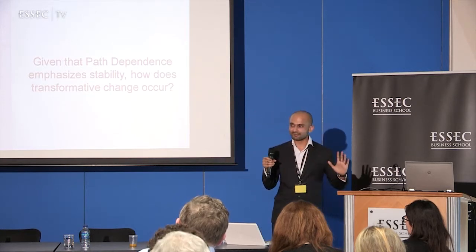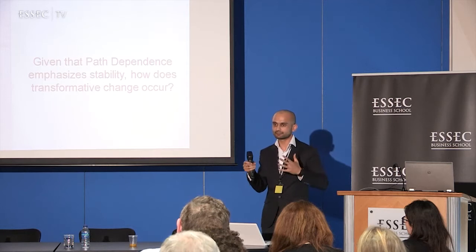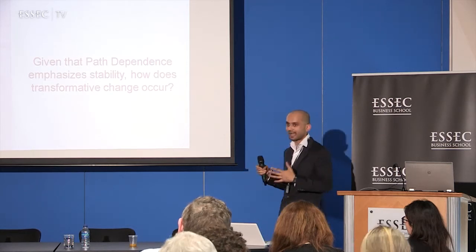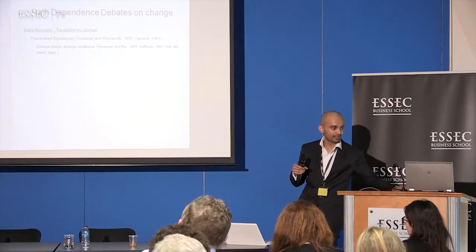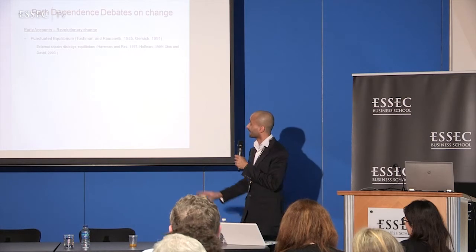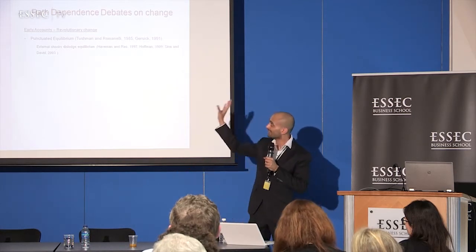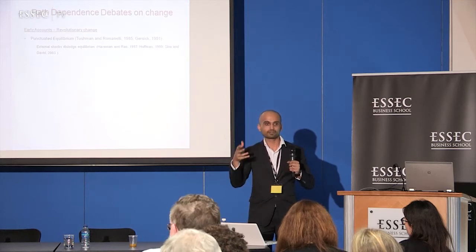So it's fine, we've already demonstrated how stability occurs, but if you have such a strong lock-in, how do you account for the notion of transformative change? And there have sort of been two approaches that have taken place. And the first is this externally driven approach, that you have this punctuated equilibrium.